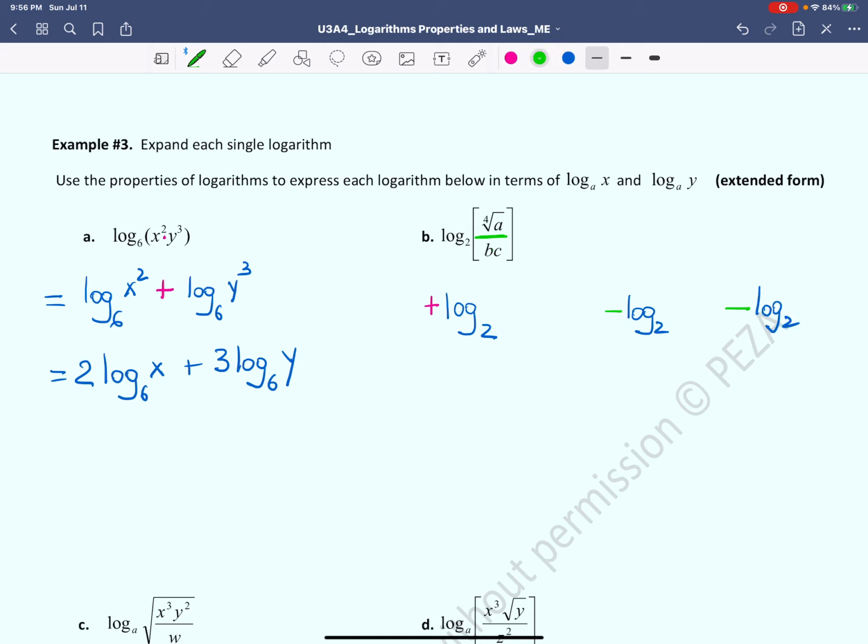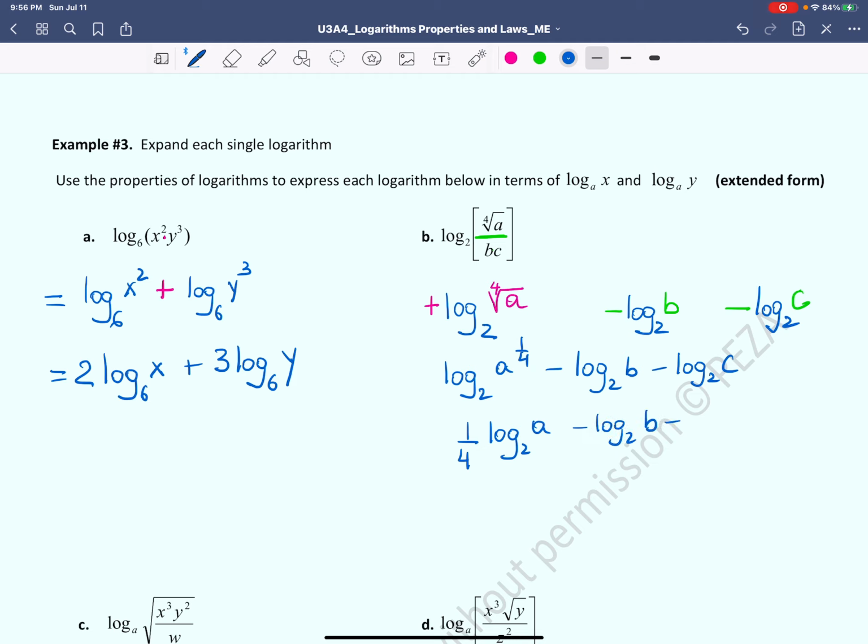Negative will be whatever terms I had in the denominator. Positive will be whatever terms I had in the numerator, which is the fourth root of a. And next we are going to rewrite the fourth root of a as an exponential number. Which is 1/4 log with base 2 of a minus log with base 2 of b minus log with base 2 of c. That's the answer. That's as expanded as it can be.